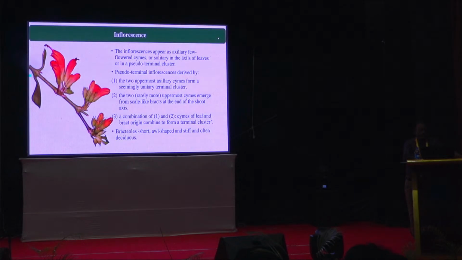Then the inflorescence. As I said, the basic pattern of the inflorescence for Gesneriaceae is a paired-flowered cyme, but unfortunately those cymes are greatly reduced here. The inflorescence pattern will be either axillary, one to many flowered cymes in the axillary zone, or it may be pseudo-terminal clusters.